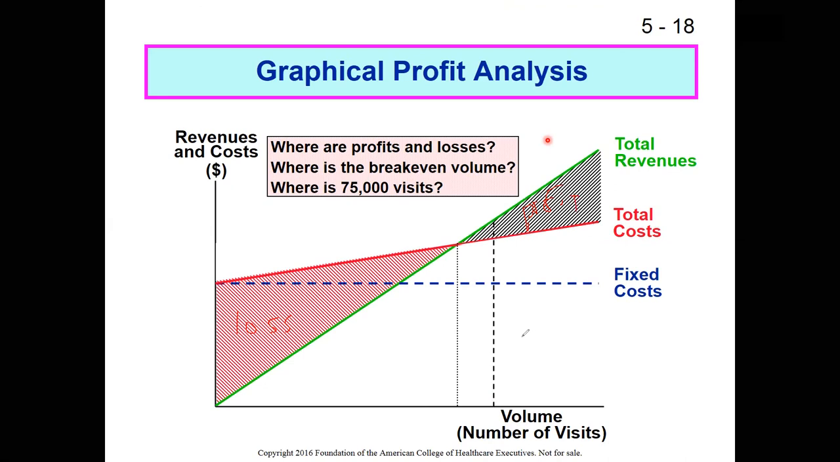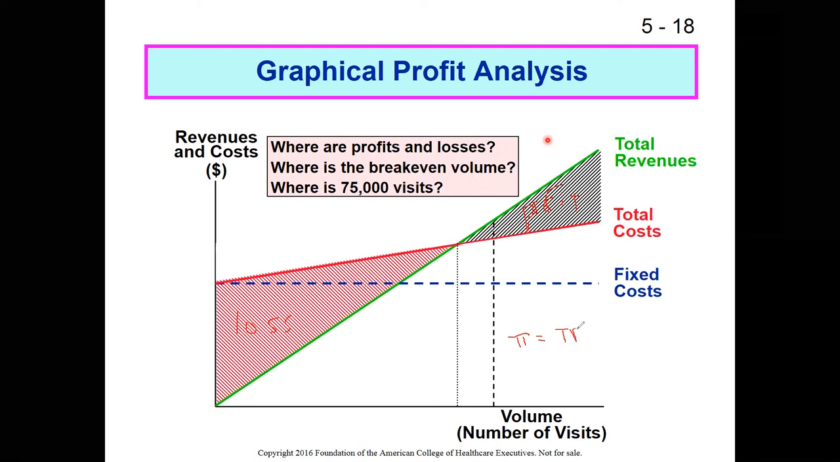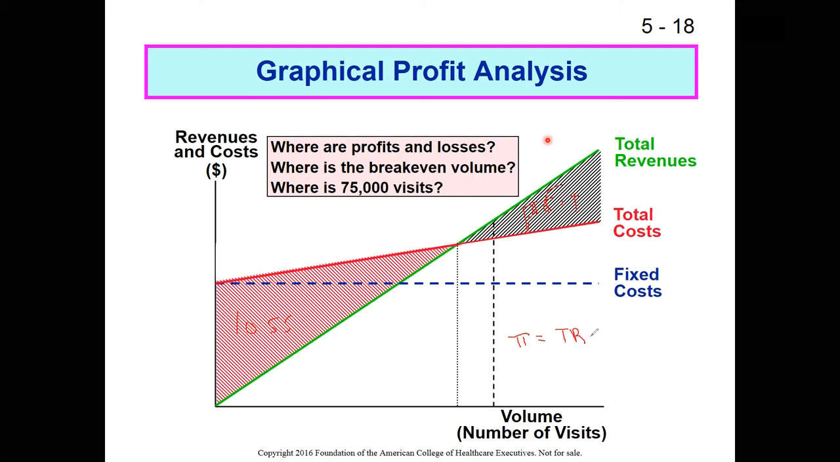The basic formula is, economists use the symbol for pi to represent profit: profit equals total revenue, TR, minus total cost. Right, so profit equals total revenue minus total cost. So if you can keep that in mind, that'll be helpful for the rest of this chapter.